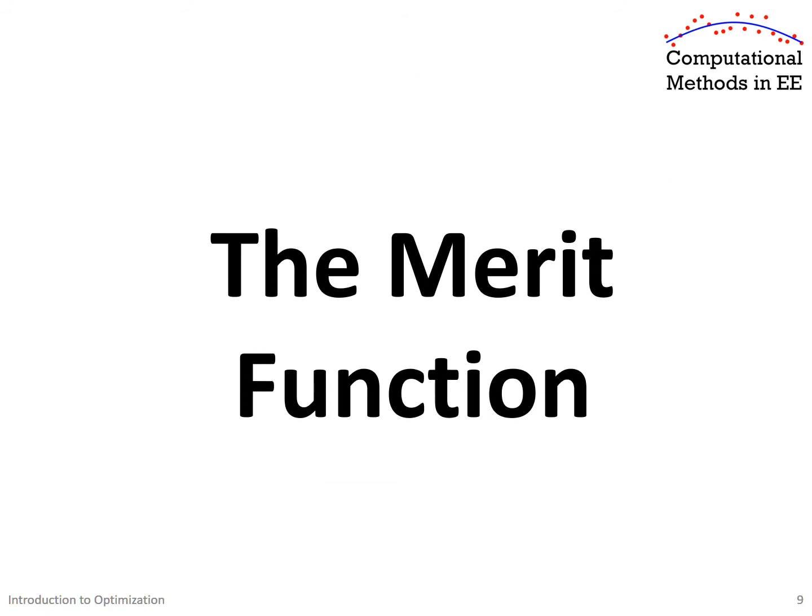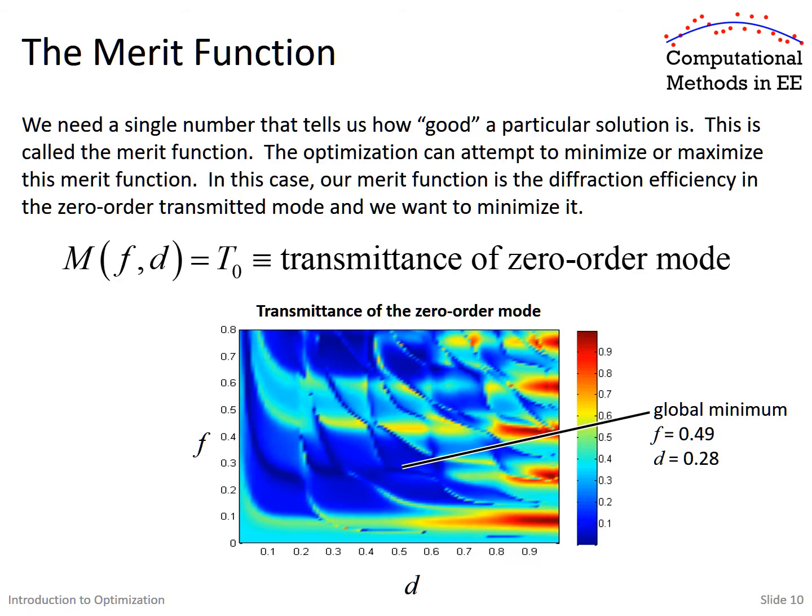Okay, so let's talk about this merit function. Again, this is that one single number that somehow accounts for everything you want out of a design, turns it into a single number. So here we're looking at that solution space again that we talked about before, where we're trying to minimize the power in this zero order mode, or that little center diffraction order. So in this case, my merit function as a function of f and d, the width and height of that tooth, is simply just the transmittance of that zero order mode. And I plotted it there.